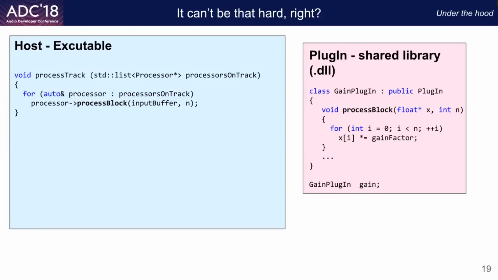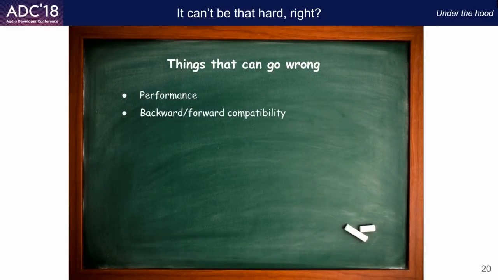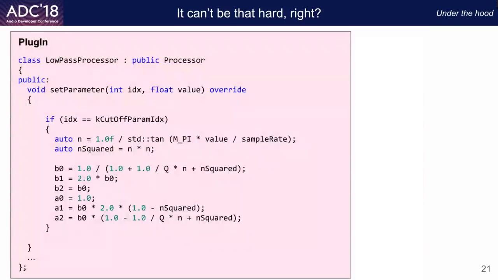Okay, so we have this process block now, and there's actually another mistake we made here, because we had these set parameter and get parameter. Well, the set parameter and get parameter, we could just interleave while we were doing sample by sample processing. But now we have process block, so we have no more sample accurate processing. That's gone. So let's put a tick under parameters. We lost sample accurate parameters.